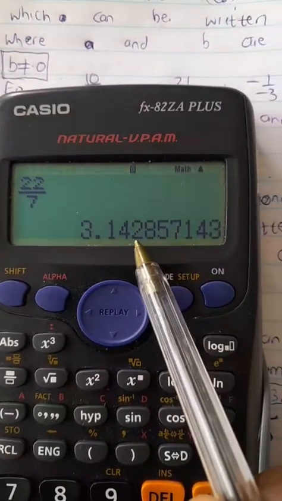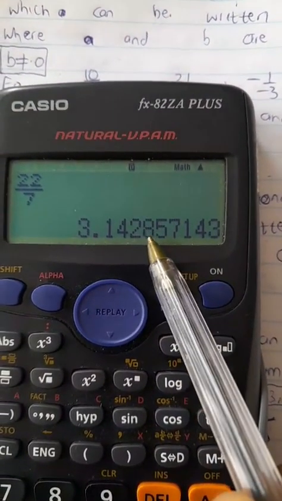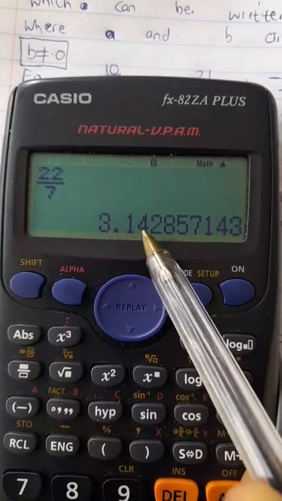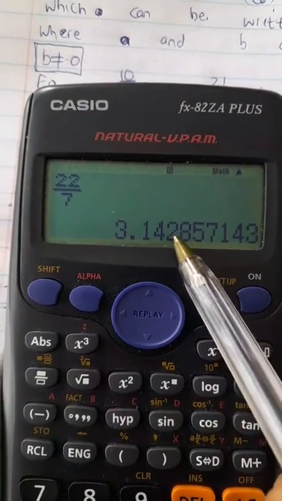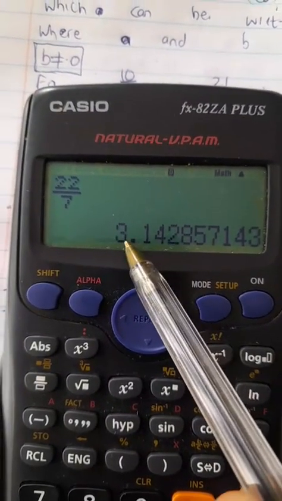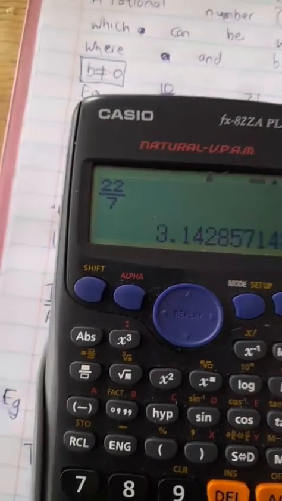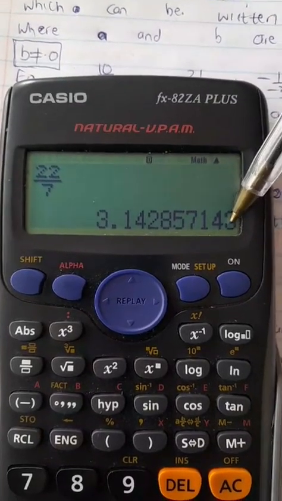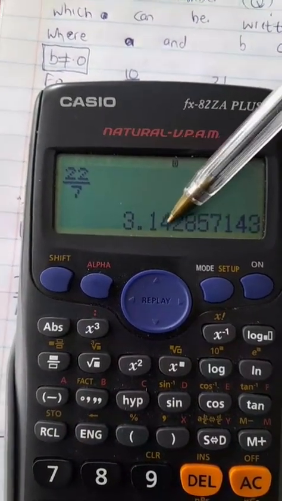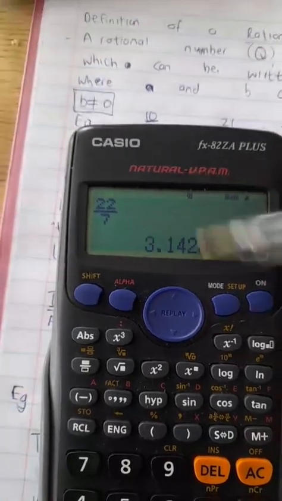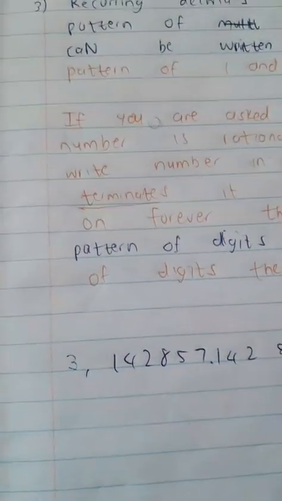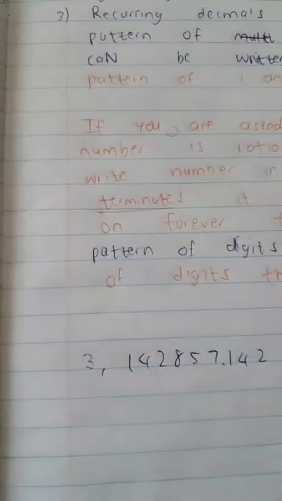You see this 2? Do you see this 8? What would this 8 do to the 2? If we were to round off, we'd write 3,143. The last digit here is actually rounded off. This is where it would cut: 3,142,857. Then it would repeat itself: 142,857.